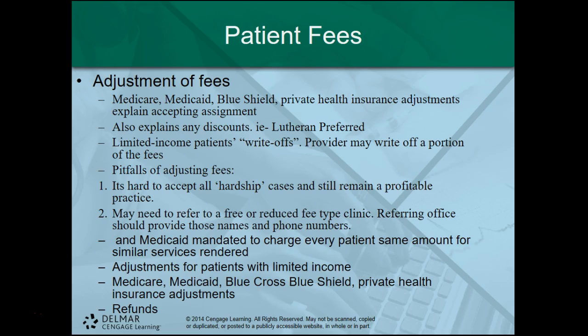Lutheran Preferred is one type of insurance in school that I taught at before, and I left it in this lecture just to remind me to give an example here. This particular type of insurance was offering a discount to employees of Lutheran Health Systems, and it was a pretty nice little discount, and that would come off and be an adjustment of fee. So if you were an employee of Lutheran Health Systems and you carry the Lutheran Preferred Insurance, then you get a nice little chunk of change off your bill for using a Lutheran facility.